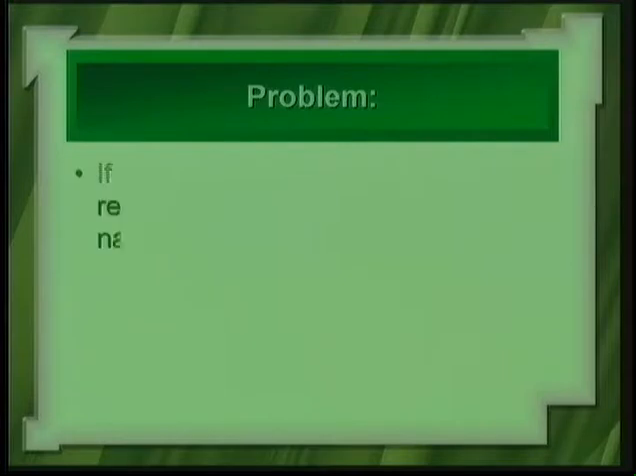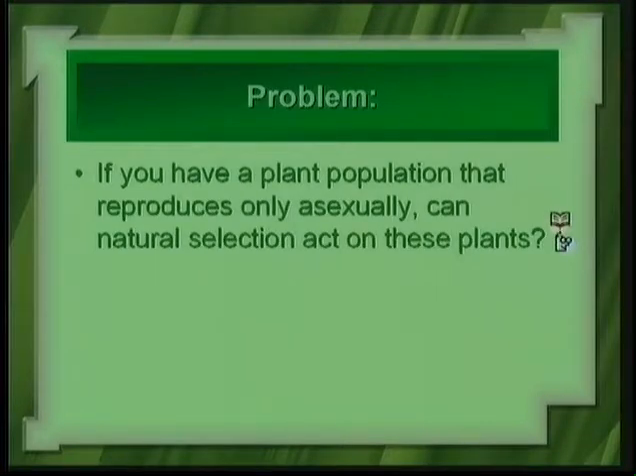Now here's a problem from your textbook, okay? Suppose you have a plant population that reproduces only asexually, which means it doesn't reproduce through seeds. It reproduces only by cloning itself. So for a particular population of a plant that can only do asexual reproduction, can natural selection act on these plants? Think about that, okay? I'm not going to answer the question. You have to think about that. It'll probably show up as a question on an exam or a quiz.